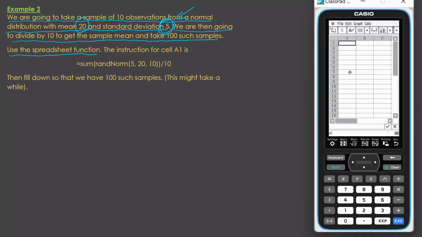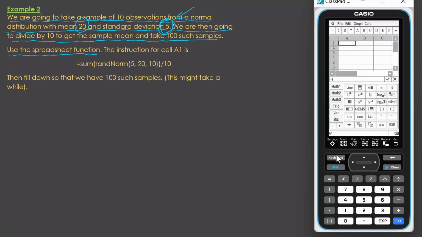So here's the spreadsheet function, and in A1 I'm going to type equals SUM, open bracket, and then I want a randnorm. So I could type that, but I'm going to go to the catalog and across to R, and I've got randnorm just here, and we want standard deviation 5, mean 20.